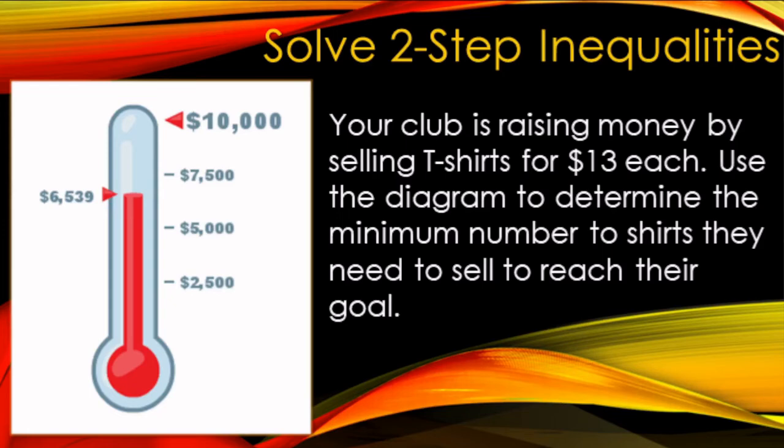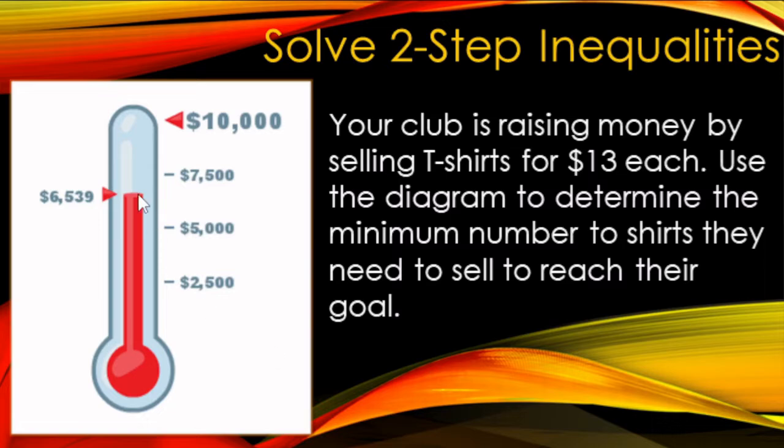Alright, in this video we're going to be solving two-step inequalities. So here's an example we might see that works with two-step inequalities. We're trying to raise money, we're doing a fundraiser, and we're selling t-shirts for $13 each. Right now we already have $6,539 raised, and we need to get up to $10,000. So on something like this, the question is, how many more t-shirts do we need?